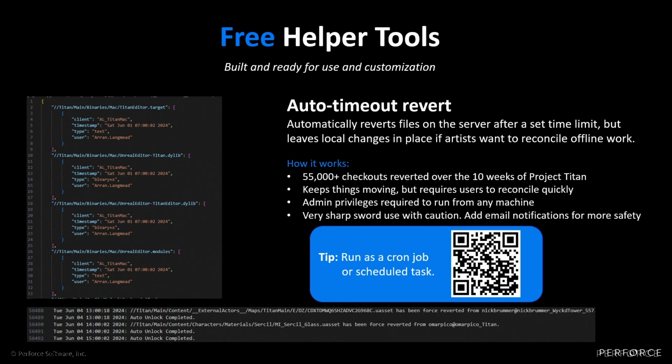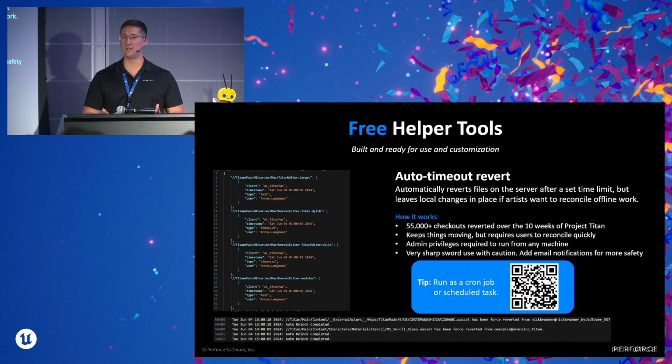But effectively what this does is, I set this up as a cron job, and it would check hourly how long things have been checked out exclusively. And so when it first sees a file, it registers that first time, and then after a set amount of time, it would force revert that file on the server. And for Project Titan, this was absolutely essential because, again, 4,000 users, people could very quickly lock up everything and then just leave it in a lock state and no one could progress.